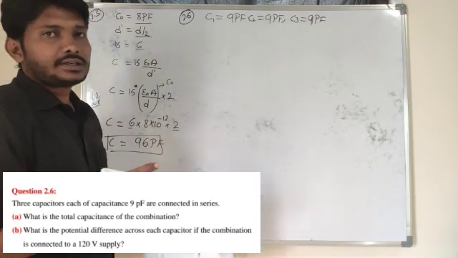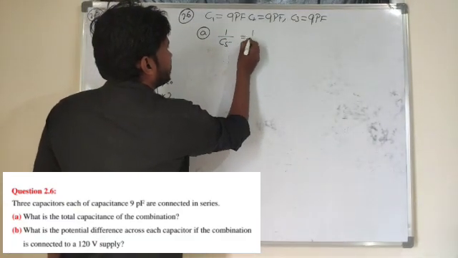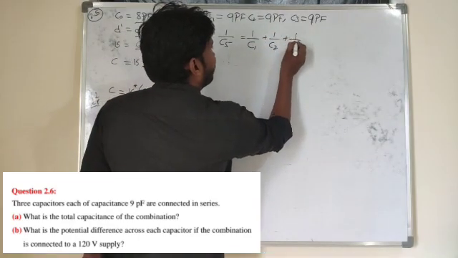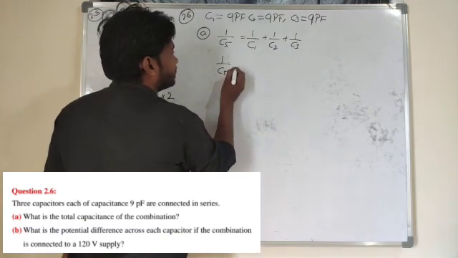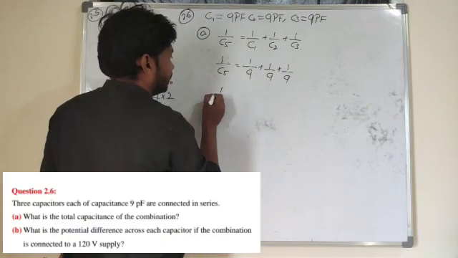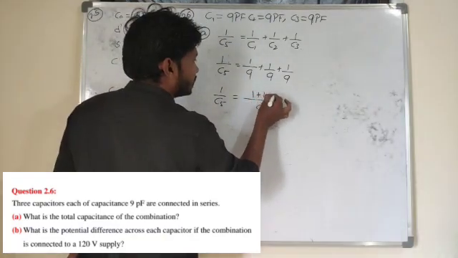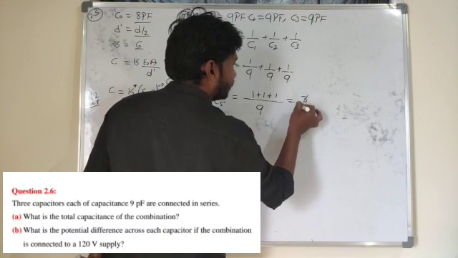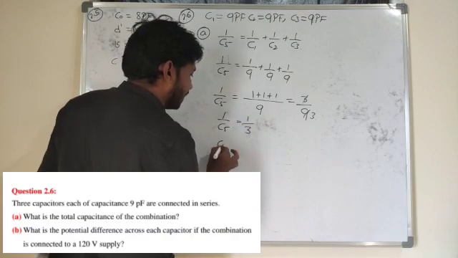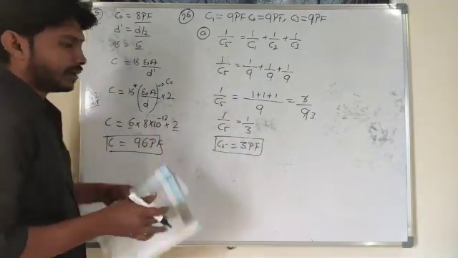What is the total capacitance of the combination? First, I need to find the total capacitance of the combination. In case of series combination, this is the formula. So 1 by C of S is equal to 1 by 9 plus 1 by 9 plus 1 by 9. If I take the LCM 9, it is 1 plus 1 plus 1, 3 by 9, three ones. So 1 by C of S is equal to 1 by 3, and C of S is equal to 3 picofarad here.